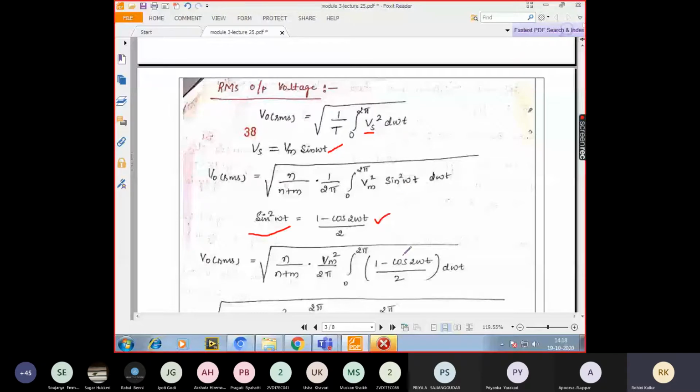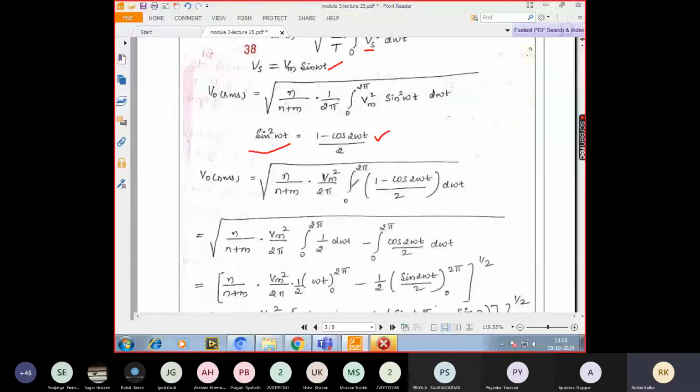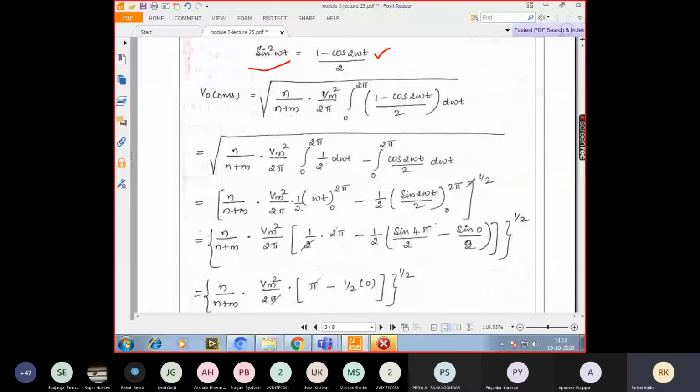In the next step, we will have n divided by n plus m into Vm square, which is constant, so I take it out. So Vm square divided by 2 pi, integration from 0 to 2 pi of 1 minus cos 2 omega t divided by 2, d omega t. Consider that you apply the integration separately. So it is n divided by n plus m into Vm square by 2 pi, from 0 to 2 pi, 1 by 2 d omega t minus cos 2 omega t divided by 2 d omega t. The same equation is written in two terms.